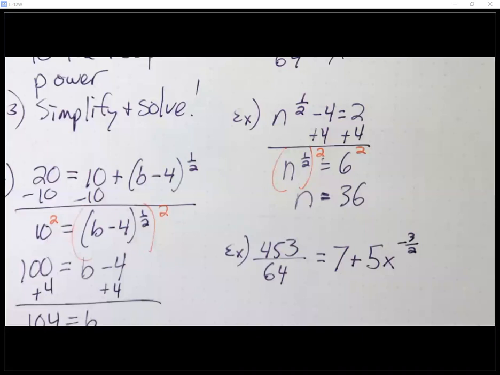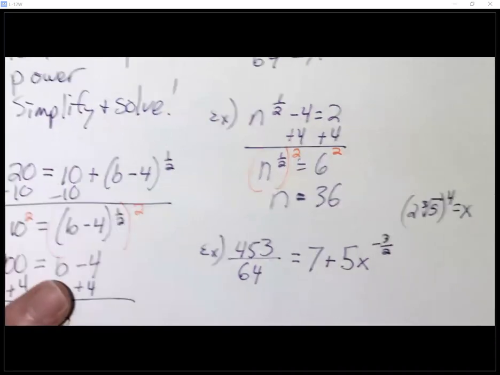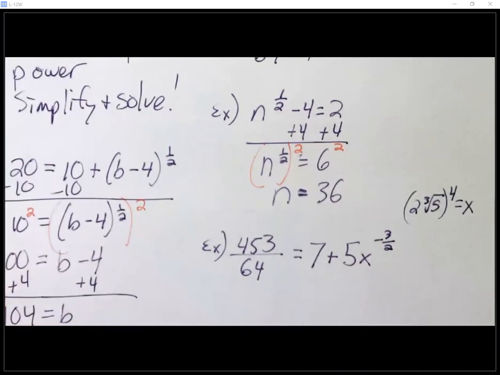Anybody have an answer? What's your answer? 2 times the cube root of 5 to the 4th, like all of that to the 4th equals x. I have no idea, to be honest. All right, let's walk our way through this together. Any other answers? It should have just come out to be a number, I would think, but maybe not.